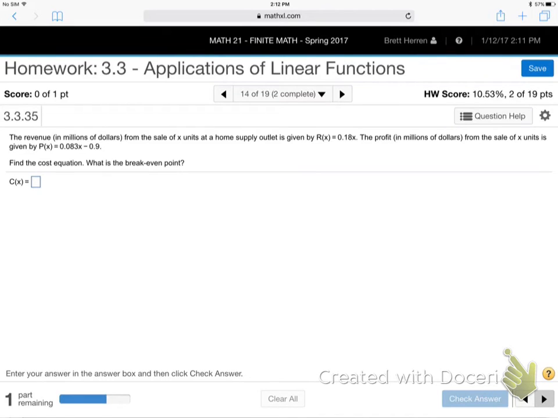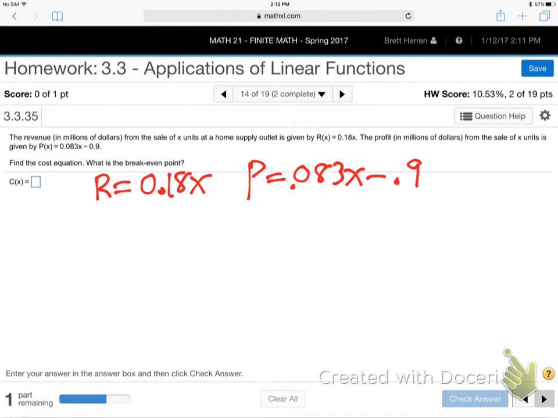Okay. So they're giving me revenue equals 0.18x. Profit is 0.083x minus... Now, you don't need the zeros in front of the decimals. You can get rid of this one, too. You don't need those. They don't do anything.